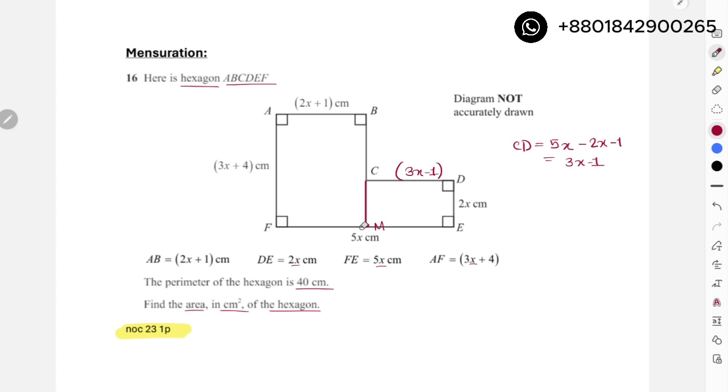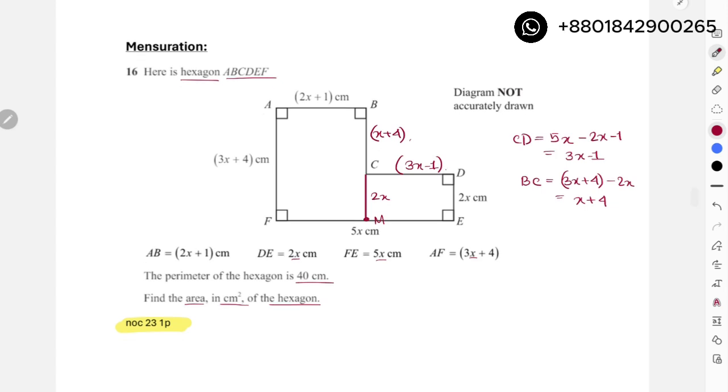And then again, this portion you have to calculate. This portion is how much? 2x, right? So this is 2x. And if CM is 2x, the total length is already given, 3x plus 4. For the perimeter, we need this BC, which is AF minus CM, right? So for that BC, you get 3x plus 4 minus 2x, and that is what? 3 minus 2 is just x plus 4. So there you get x plus 4.